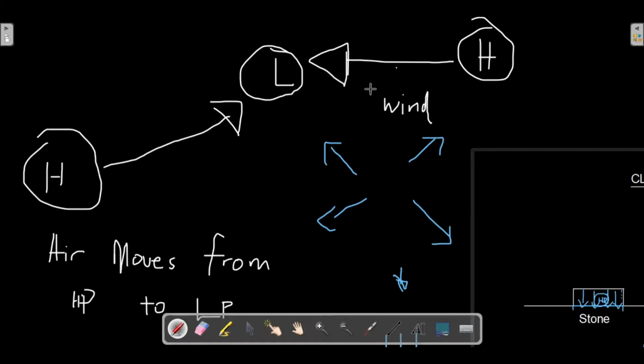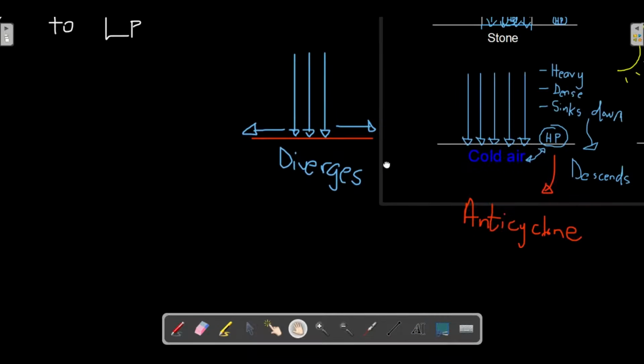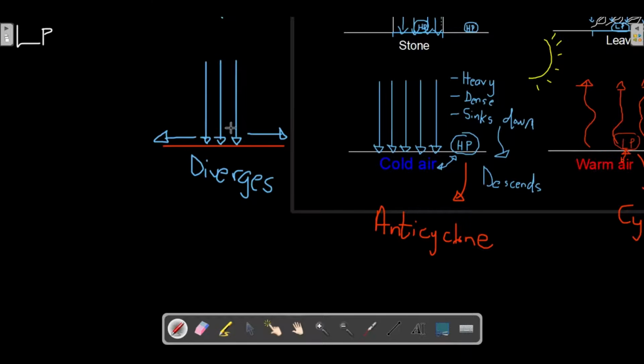So wind basically forms because air is moving from an area of high pressure towards an area of low pressure. Now, an area of high pressure is created when cold air sinks towards the ground, right? So air diverges, moving from this area of high pressure towards areas of lower pressure. And that is what is happening there.